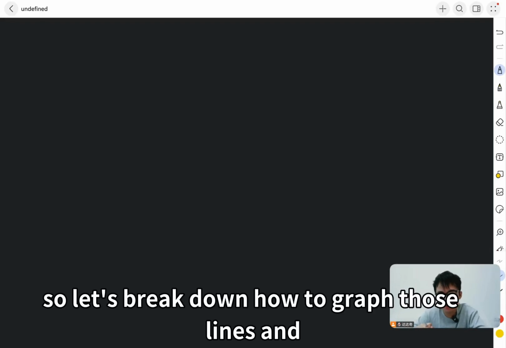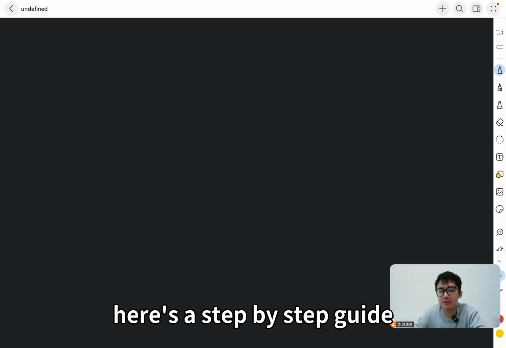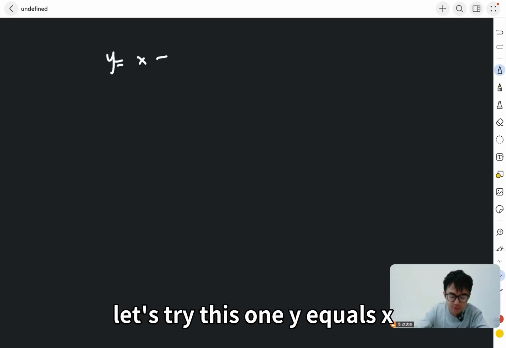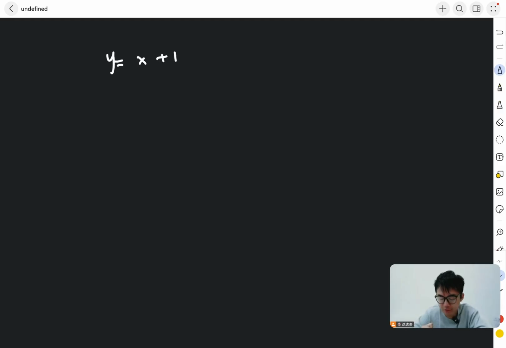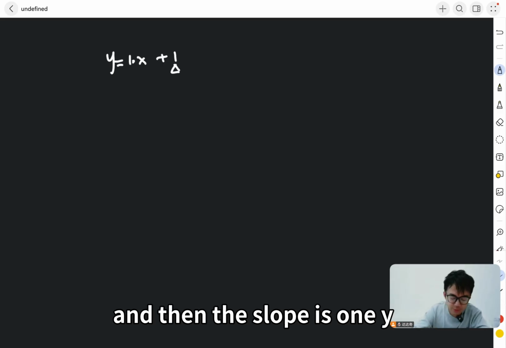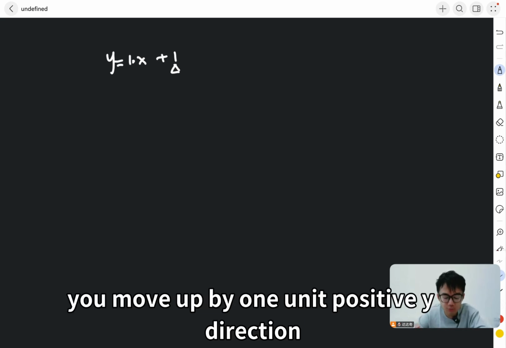So let's break down how to graph those lines and understand the concepts I have explained. Here's a step-by-step guide. First, how to graph common lines. Let's try this one, y equals x plus 1. First, you should find its starting point, the y-intercept, 0,1. It starts at 0,1 on the y-axis, and then the slope is 1, y equals 1 times x, meaning for every 1 unit you move to the right, positive x direction, you move up by 1 unit, positive y direction.